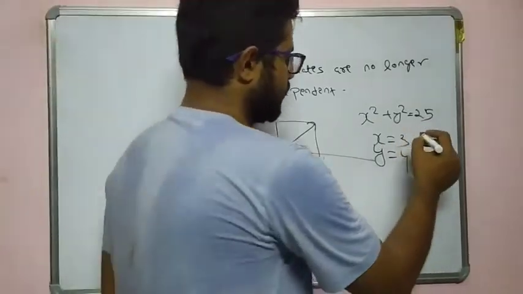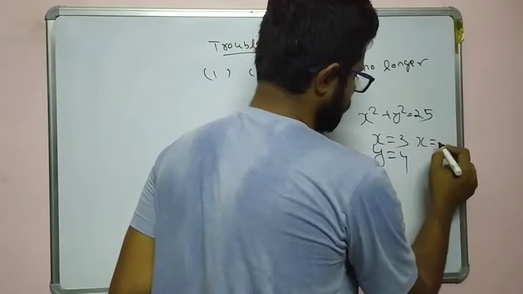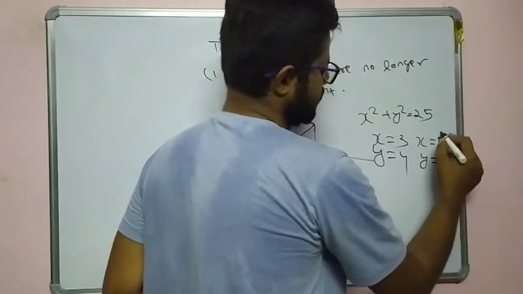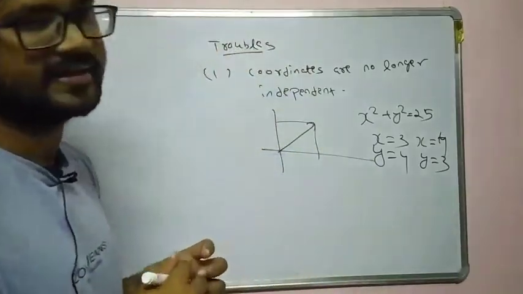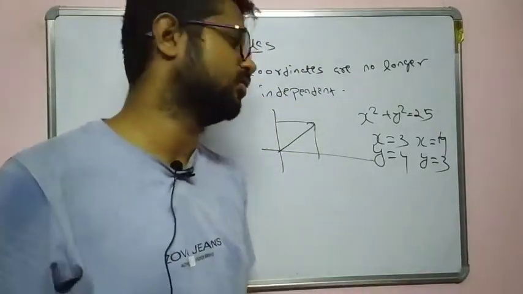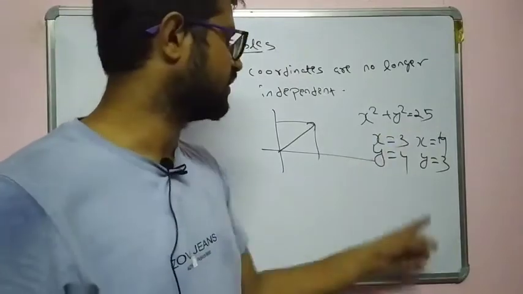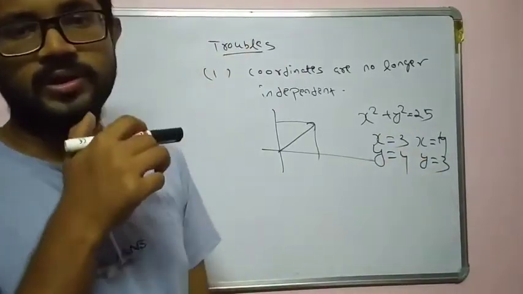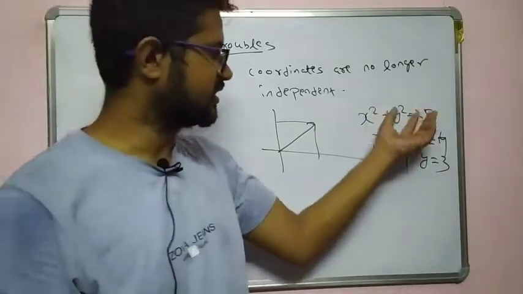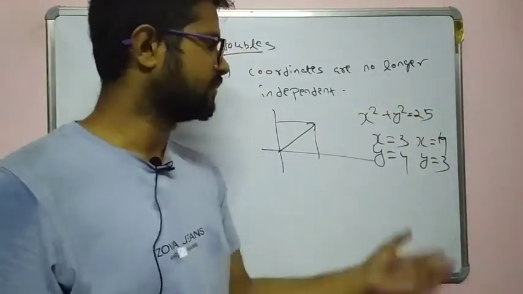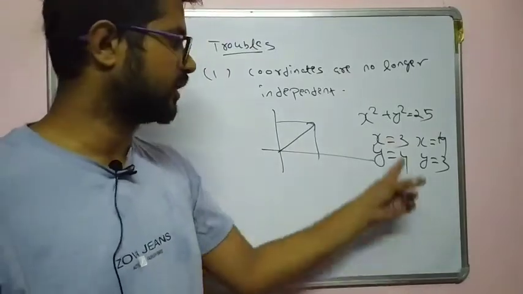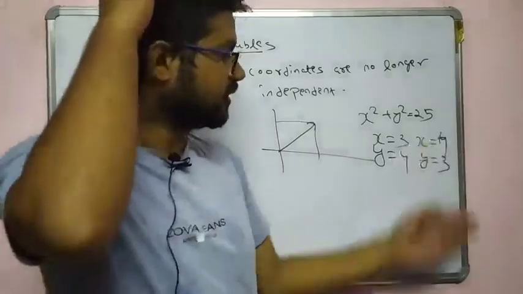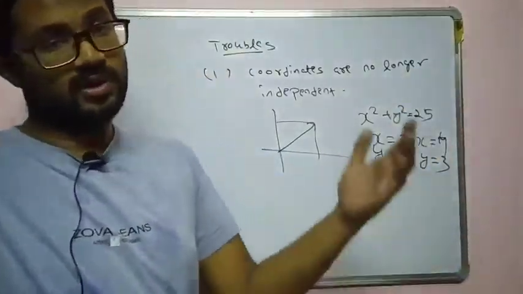Or if you take y equal to 3, x will be fixed, that is 4. So x and y can take only fixed values to satisfy this equation: either x is 3 or 4, or y is 4 or 3. That means x and y are no longer independent. You cannot take the value as per your choice. You cannot take x equal to 5 and y equal to 1, because 25 plus 1 is 26.